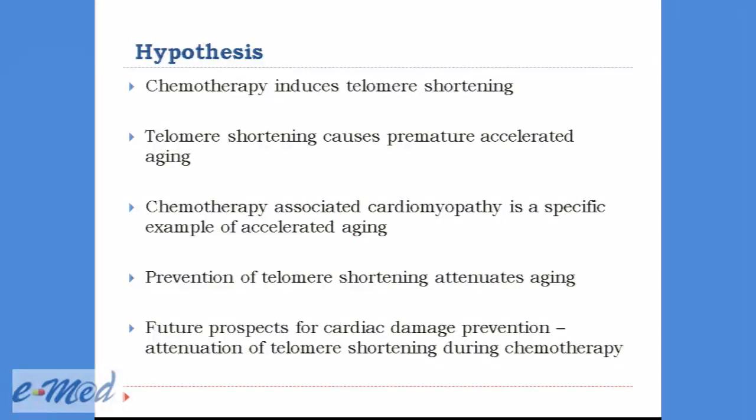To summarize, the hypothesis is we know that chemotherapy induces telomere shortening, and telomere shortening is probably the main cause of premature accelerated aging. Chemotherapy-associated cardiomyopathy is a specific example of accelerated aging. That's how I would view it in the broader context. Prevention of telomere shortening attenuates aging, and the question is, what are the future prospects for cardiac damage prevention? Maybe attenuation of telomere shortening during chemotherapy.